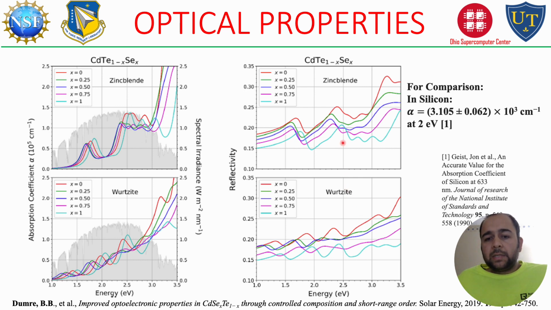The reflectivity curves are commensurate to the absorptivity curves. We have an absorptivity value for silicon of around 10 to the power 3, whereas we have absorption coefficient values for the CdSeTe cell of 10 to the power 5. So we can say that the optical absorption for cadmium selenium telluride is better than silicon.